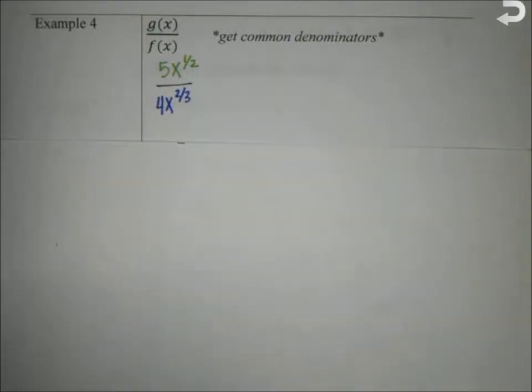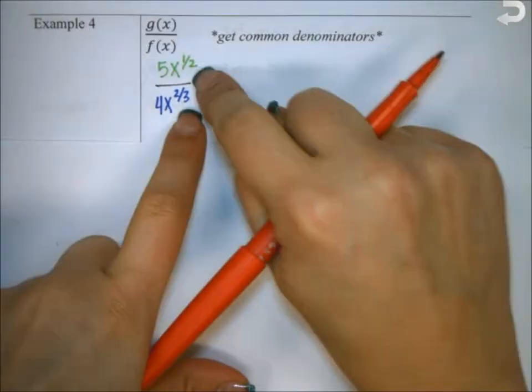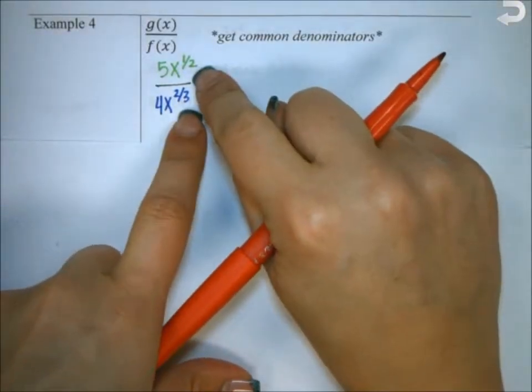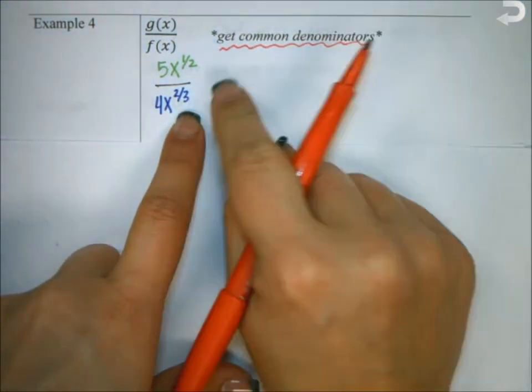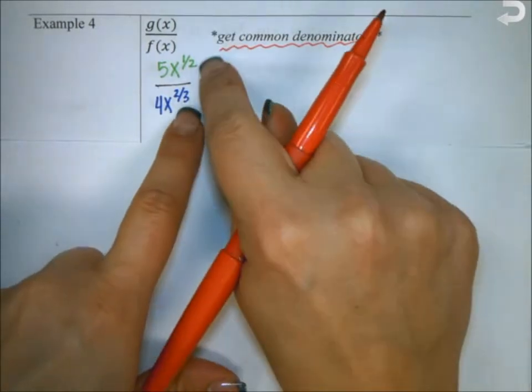We want to get a common denominator. What would the common denominator be here? 6. So what do I need to multiply this guy by? 2 over 2. And the top one by? 3 over 3. So let's rewrite those fractions now.